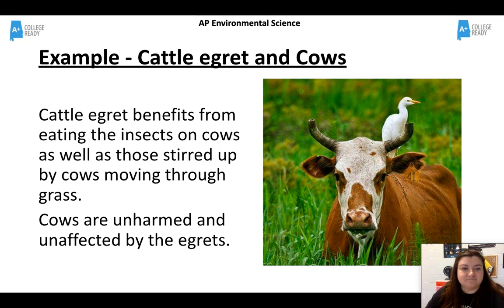The cattle egret benefits from eating the insects on the cows, and then it also eats the insects that get stirred up as the cows are walking through the grass, and they disturb the insects, so they fly up, and then the egrets eat them. The cows are generally unharmed and unaffected. They're just kind of chilling. I mean, it seems like they would like the company. I don't know. But commensalism.